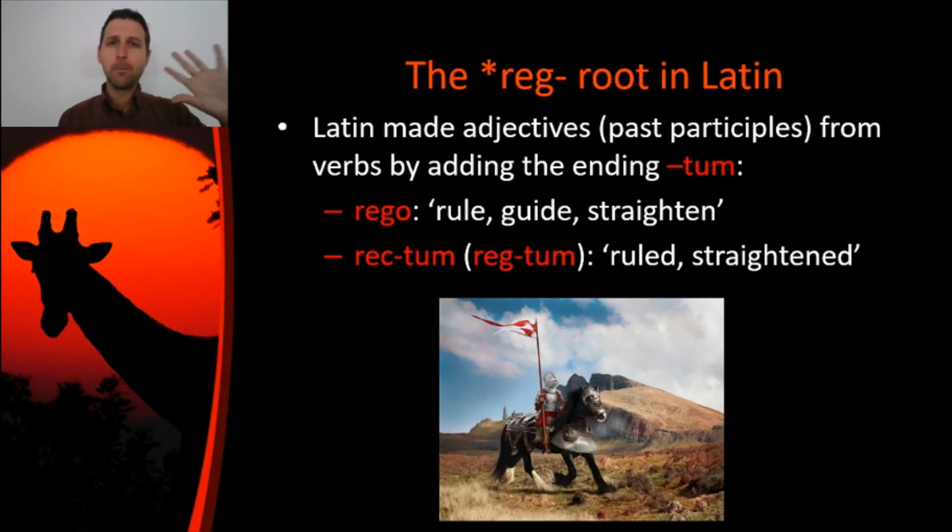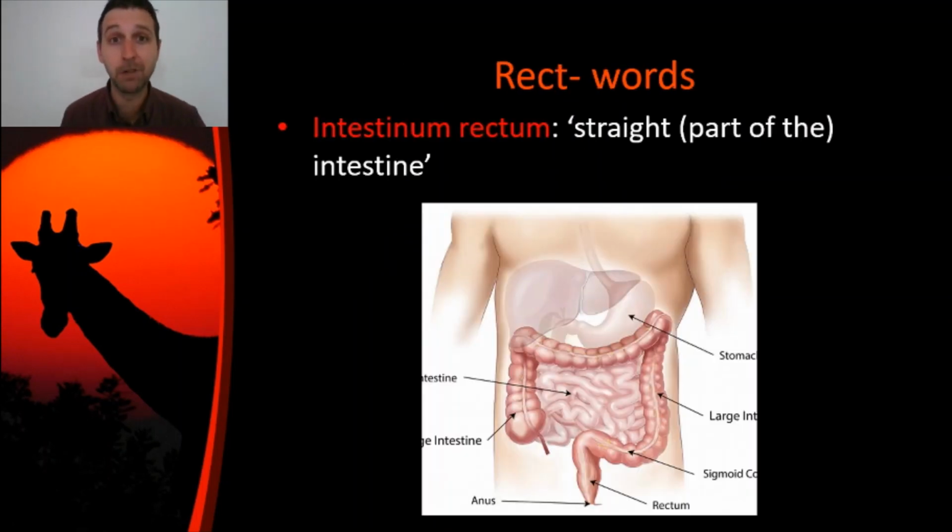So let's look at a number of words that we get from this Latin past participle, rectum. The first one that's probably coming into your head, and has come into the head of all of us since we were in middle school, of course, and thought this was really funny, is rectum. We have this word rectum. It's actually short for intestinum rectum, so originally it was an adjective and not a noun. So intestine is the noun there. Rectum is the adjective that describes which part of the intestine we're talking about. We're talking about the straight part of the intestine.